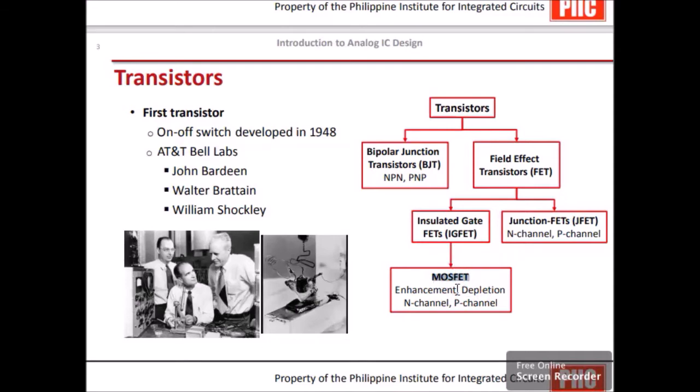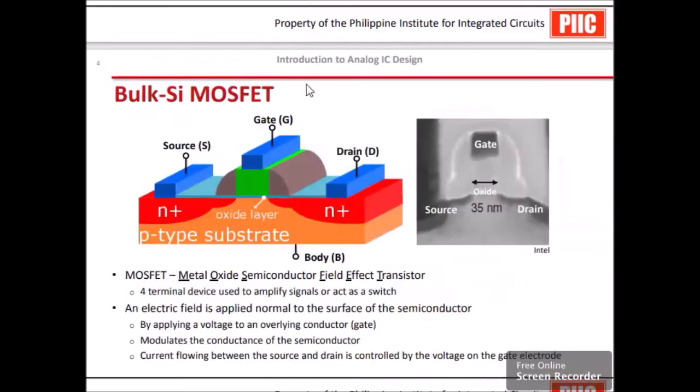So this is just to give you an idea kung saan ba banda sa transistor family tree makikita yung ating MOSFET. Andito siya. It is under your insulated gate, under your field effect transistors. So ano ba itong MOSFET? MOSFET stands for metal oxide semiconductor field effect transistor. This is a four-terminal device used to amplify signals or act as a switch. Itong device na to, pwede po siya mag-amplify ng signal or it can act as a switch.